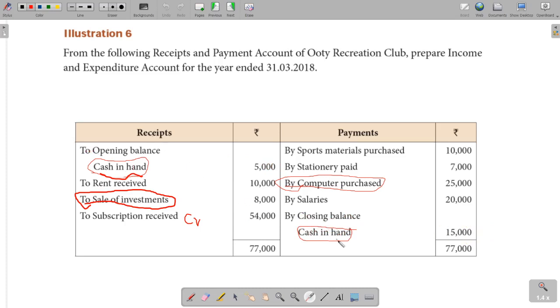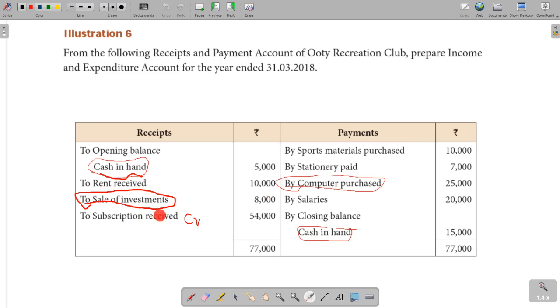It will not appear, you have to omit it. Next, to rent received, this is an item of revenue receipt, this will come in the credit side of income and expenditure. Now to sale of investment, this is an item of capital, so this capital receipt will not come, capital receipt or capital expenditure will not come. Sale of investment means investment; somewhere they have made an investment and they have sold it, and that amount is 8,000, this will not appear at all.